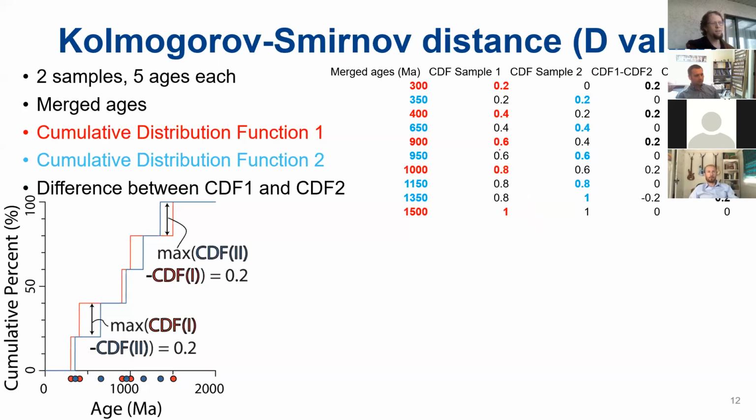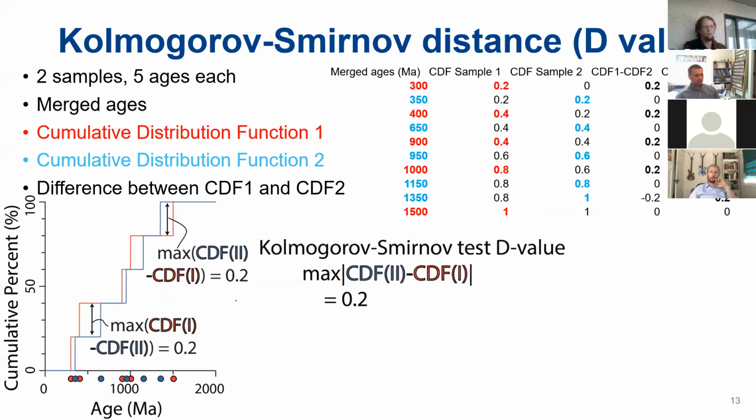Again, the reason for bringing all of this up is that it feeds directly into the Kolmogorov-Smirnov, the KS distance, and that distance is simply the difference between CDF1 and 2. So here we've got CDF1 minus CDF2, about 0.2 is the maximum there, and CDF2 minus CDF1, so we're taking the maximum of the absolute value of CDF1 or CDF2 minus the other. And in this case, it's 0.2.